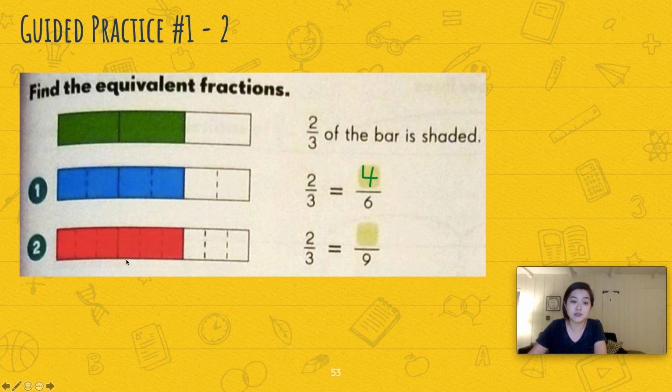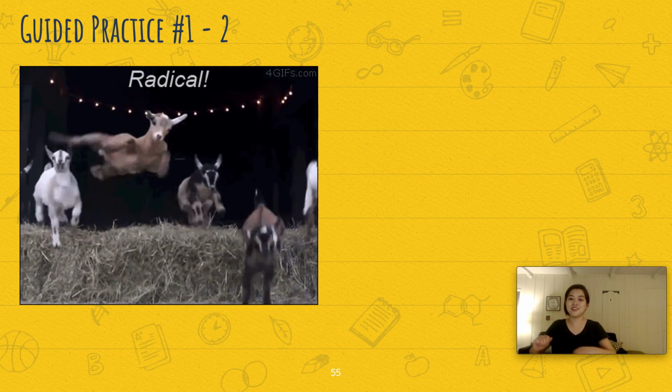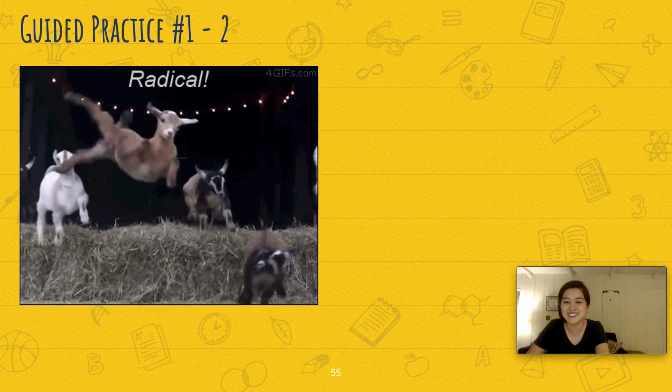Let's look at number 2. So I notice that my denominator here is 9. Why? Because the total parts are 9. 1, 2, 3, 4, 5, 6, 7, 8, 9. Okay. What do I put in the numerator? In the numerator, I'm going to put the red, because the red is the same size as the green put together. Okay? And so that's 6. So I see that 2/3, 4/6, and 6/9 are all equivalent fractions. Woo, radical!